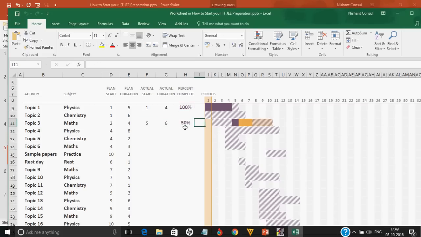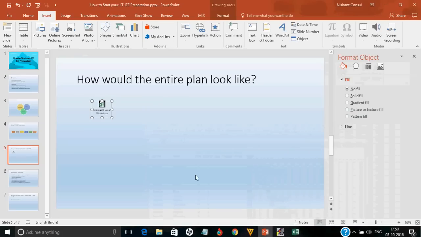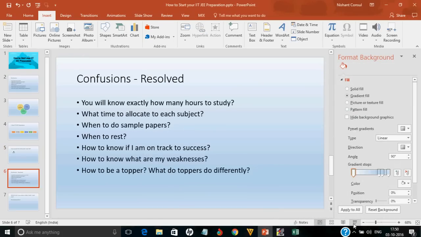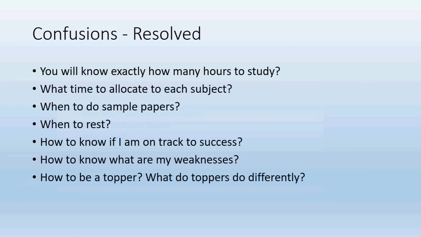In fact, in the actual planner that we have, we also have certain columns wherein we mark each subject as yellow, green, or red. Red means we are weak at it and we were not able to solve questions. Yellow means we are okay at it, and green means we are really comfortable at it. When you keep marking it, you are actually tracking your progress. You're tracking exactly which subjects are your weaknesses and which are your strengths. So this is how this kind of problem can be solved. And how to know what my weaknesses are? You would know it from the planner because you're marking it after every subject.